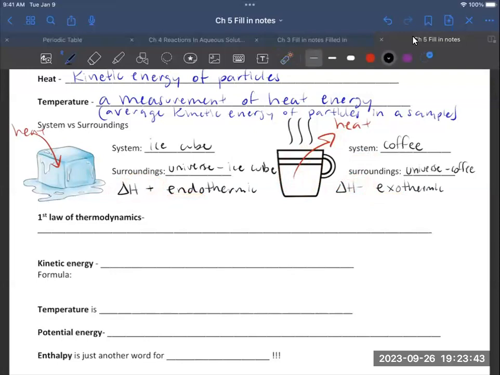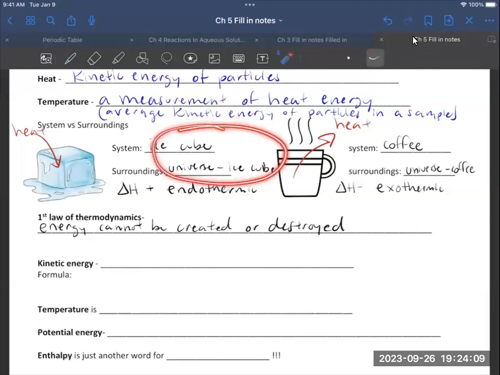So this all relates to the concept of the first law of thermodynamics, which states that energy cannot be created or destroyed, which means the amount of heat energy in the universe is constant. So for this example, if I took the energy that was contained in the ice cube and I added it to the energy that was remaining after I took the energy of the ice cube out, I would get the same amount of energy. So it would be absolutely constant.